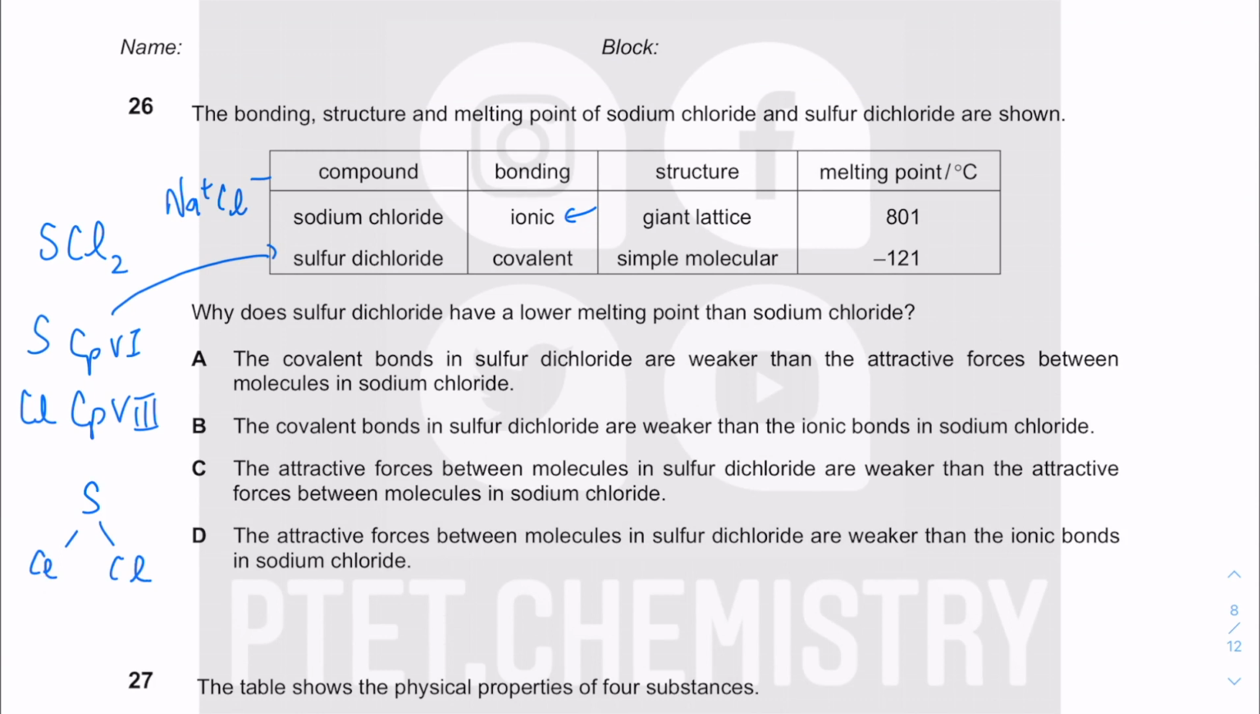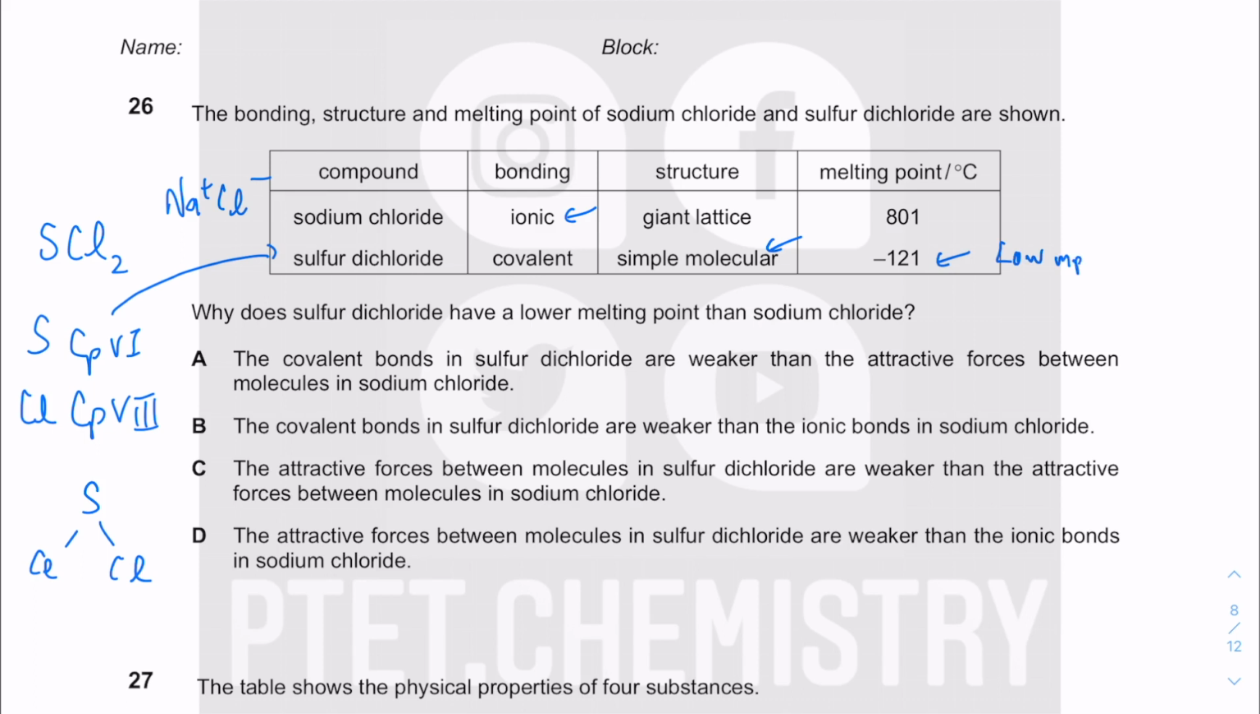Group 7 forms one covalent bond because with 7 outer shell electrons it shares one with the group 6. Another group 7 element shares one electron with the group 6. 7 plus 1, 7 plus 1. This is group 6, 6 outer shell electrons, 6 plus 1 plus another one. All of them are happy with a fully filled outer shell. That's why it says simple molecular. This has a low melting point.